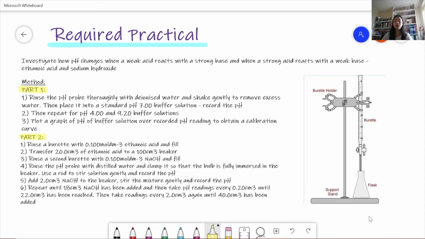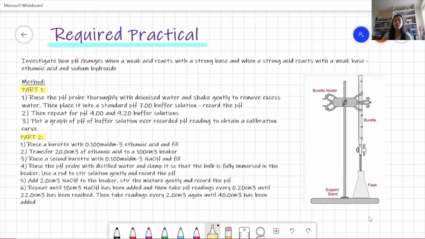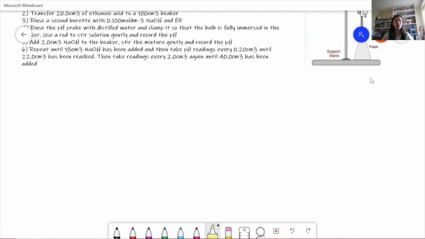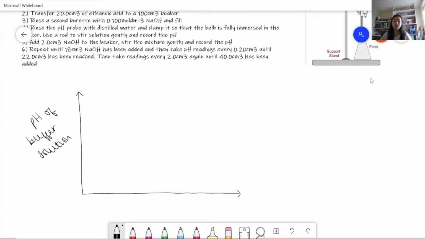So then after we've done the experiment, what we should get is we should firstly have the calibration curve. So that will be on the y-axis, we would have the pH of the buffer solution. And on the x-axis, we should have the recorded pH by the pH probe. And so we had 7, which I'll put here, and then 9.20, and then 4.